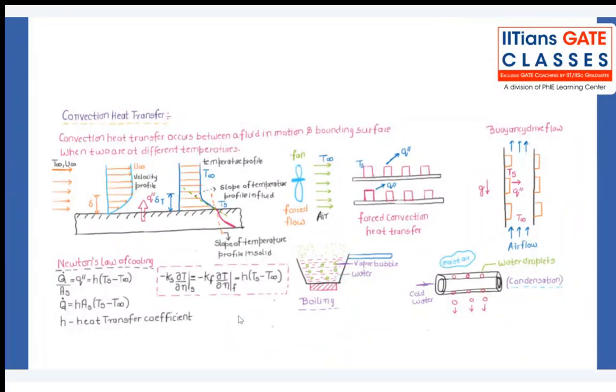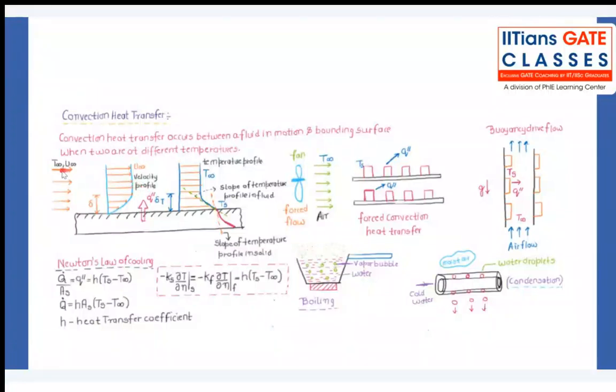So here also energy is getting transferred because of the temperature difference. But this time the temperature difference is not within the same medium. Consider an example: you have a heated plate, and over this heated plate there is a cold fluid flowing over the surface. Practically, when you flow cold fluid over the hot plate, there will be heat transfer, or energy transfer, from the hot plate to the cold fluid.